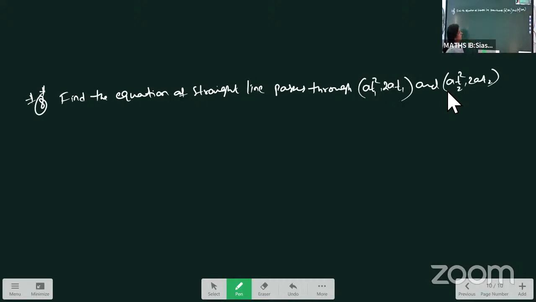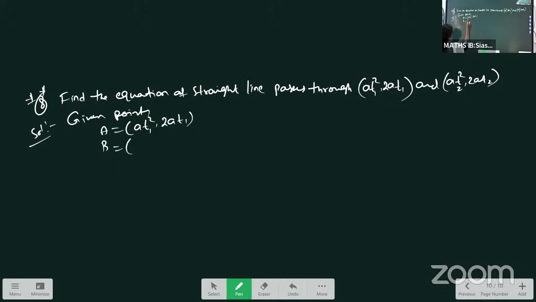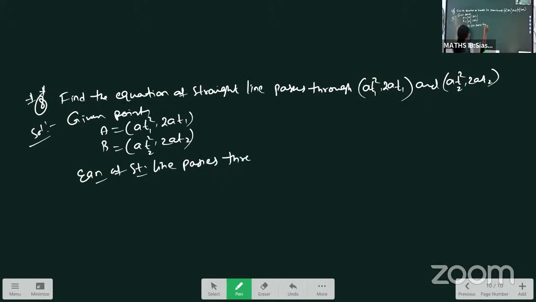So here what do we observe? Two different points are given, asking the equation of the straight line. Simple formula, but the calculation is a little bit different here. Solution, given points. Take the first point as A, that is a t1 square comma 2a t1, and the second point as B, a t2 square comma 2a t2. Now what we want to find is the equation of the straight line that passes through A and B.